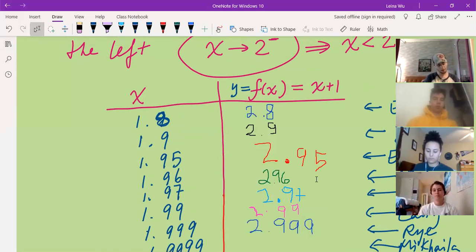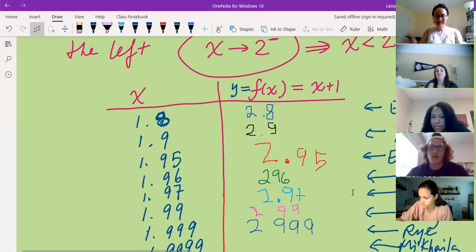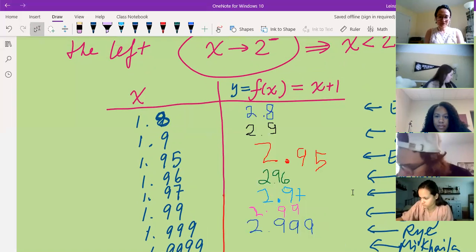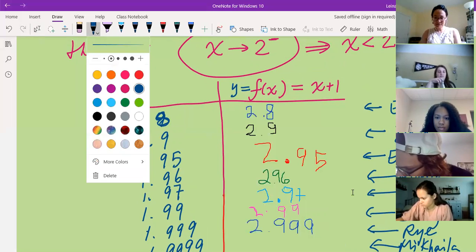And if you have finished your block, go ahead and complete your table on your notes as well. And can you see what's the trend of this function? Where is it heading to?